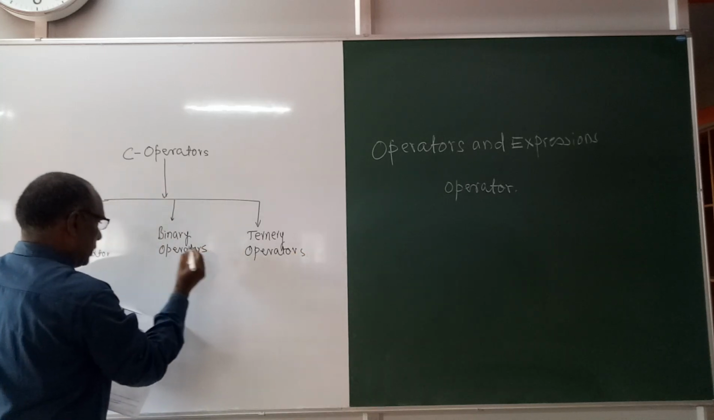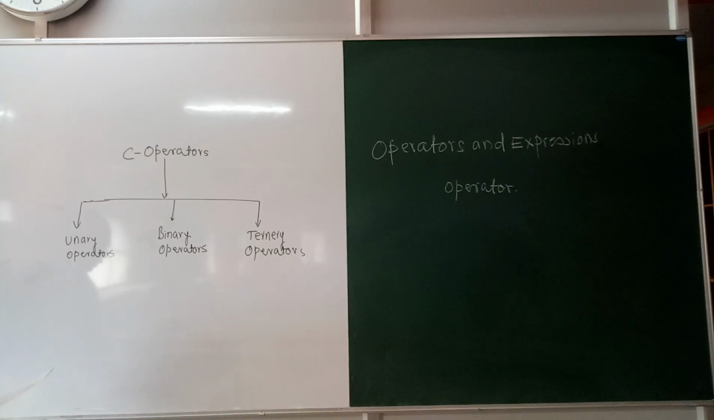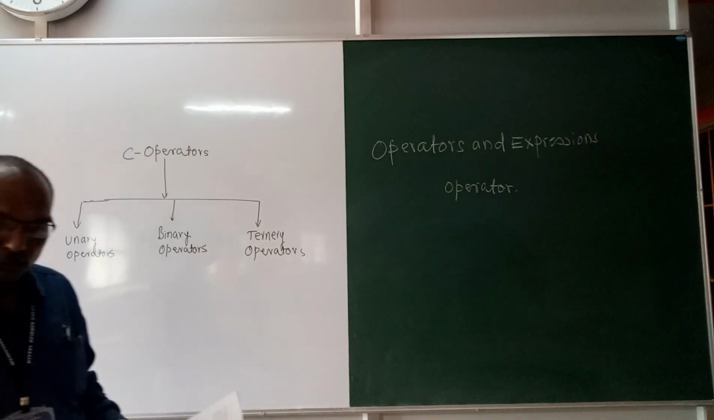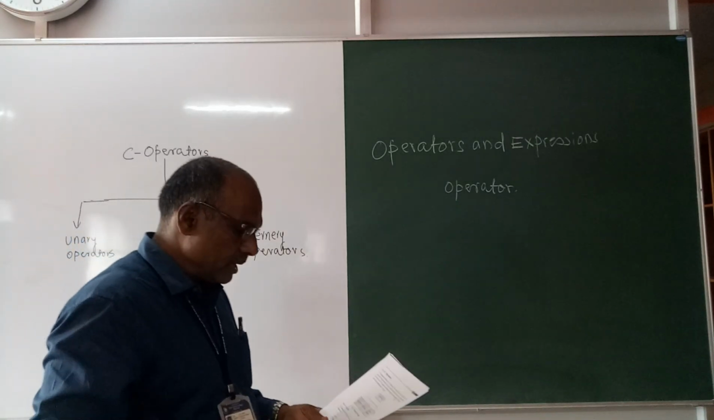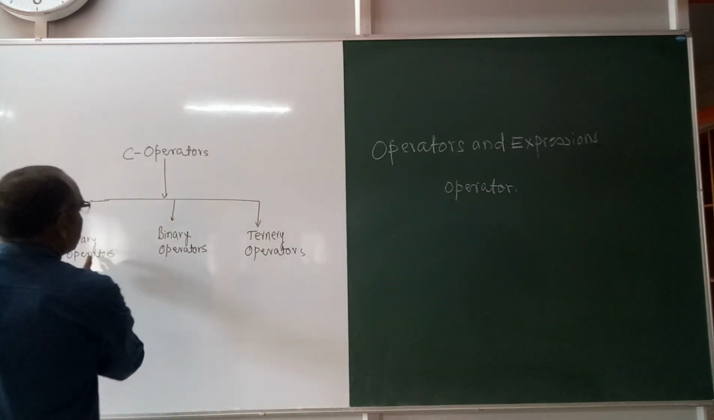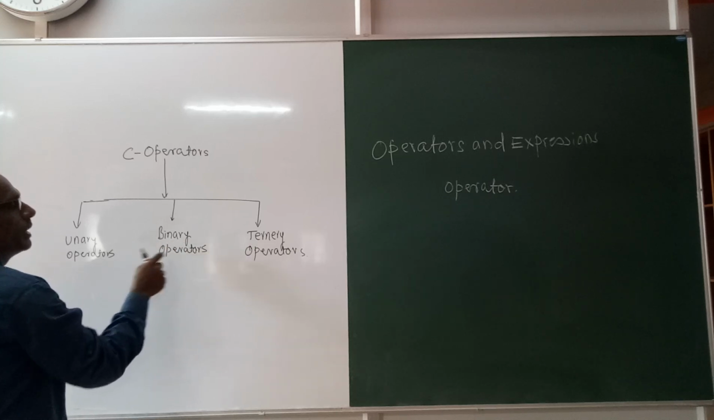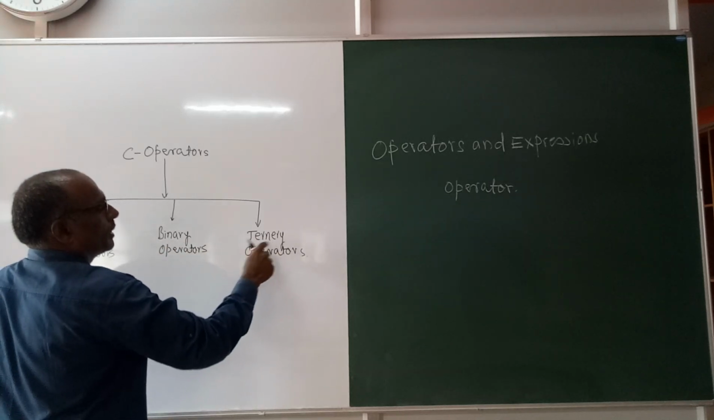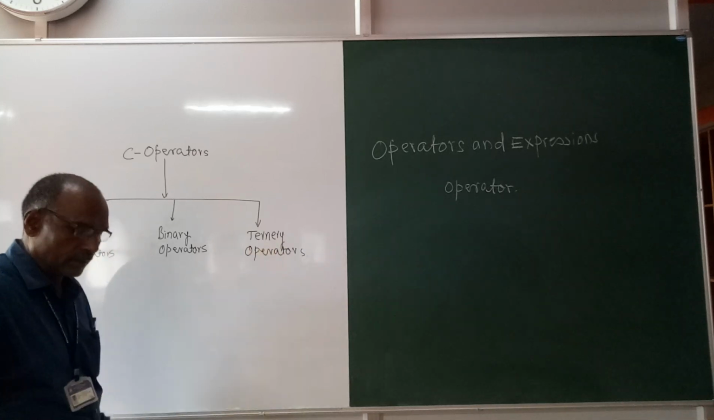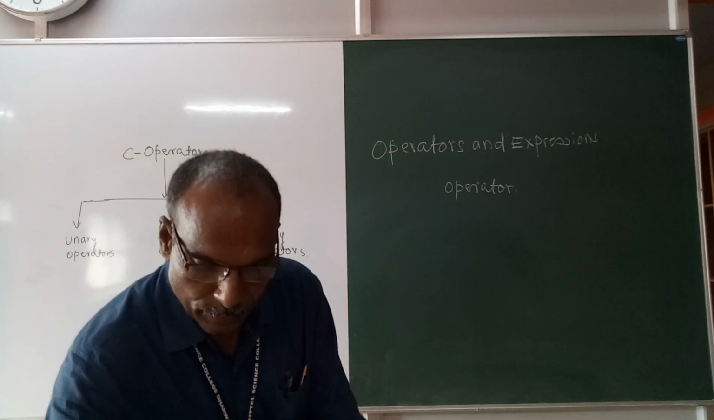Say operators. This is the classification of operators. Let us go for unary operator, which means a single operator. Binary means two operands must be there, and ternary means more than two. Let us go through them one by one.